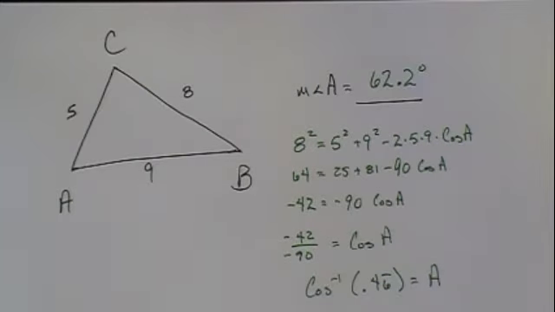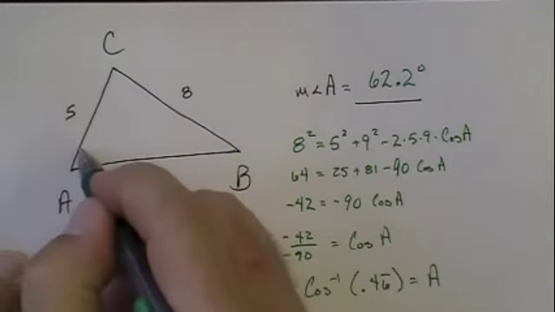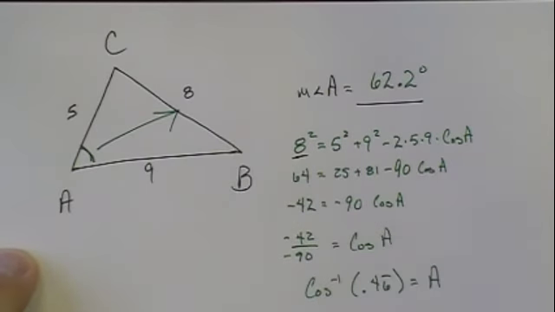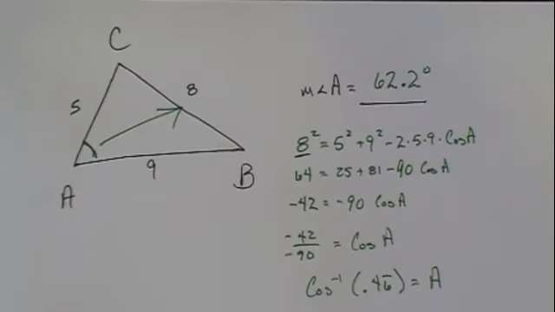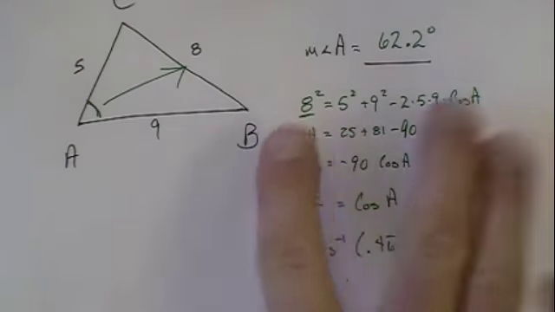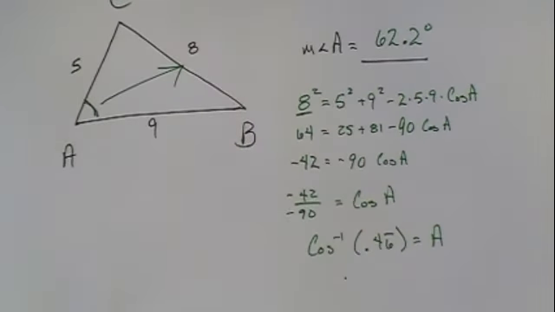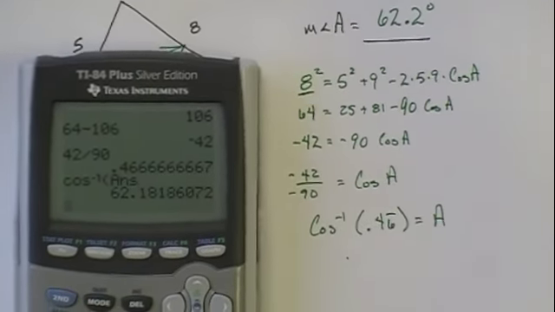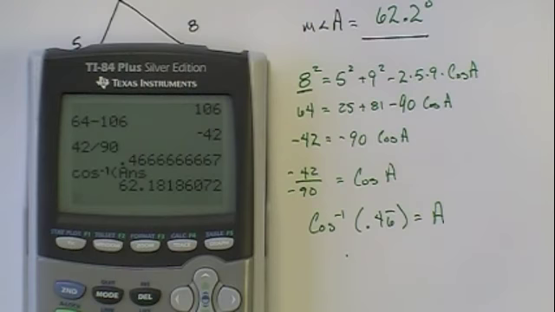Okay, remember when setting this up, if we're looking for angle A, then opposite is side A, and that has to go in this position. So we have 8 squared is equal to 5 squared plus 9 squared minus 2 times 5 times 9 times the cosine of angle A. So our angle A and our side A are opposite each other. And now we solve. Got the work from the calculator there to show all the steps.